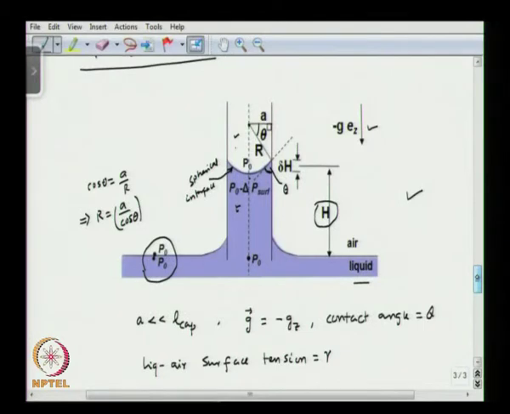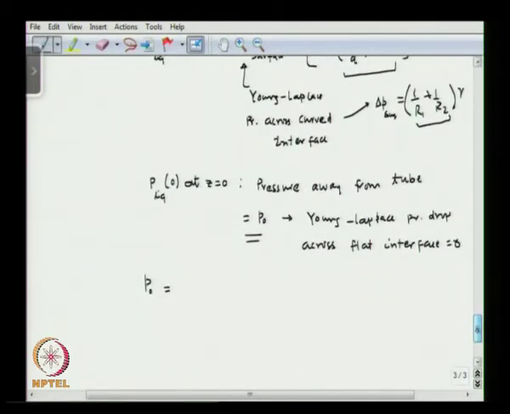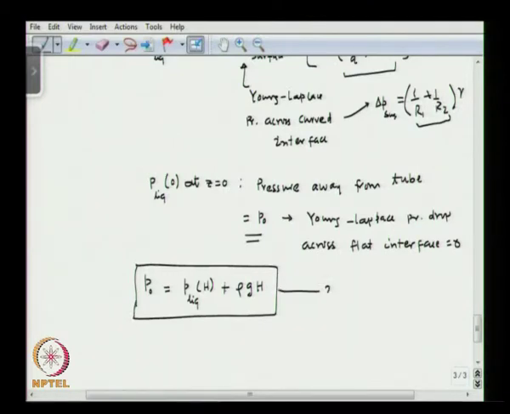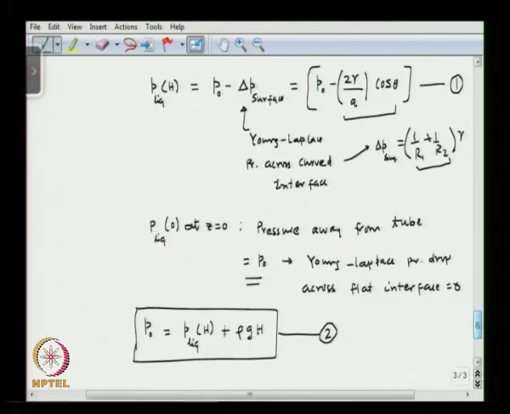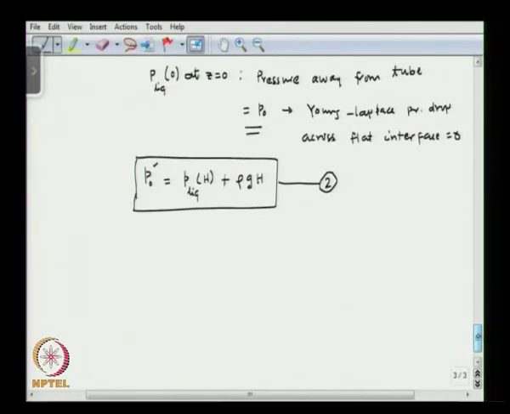So, this pressure here is also going to be P0 because they are at the same level, okay. So, you can write P0 is going to be P liquid at h plus rho g h, okay. So, P0 will be equal to P liquid at h, the pressure at the liquid side of the interface, plus the hydrostatic pressure rho g h, okay. Let us call this equation 2. Now, if you substitute P0 from here in there and rearrange the terms, what you get is this.